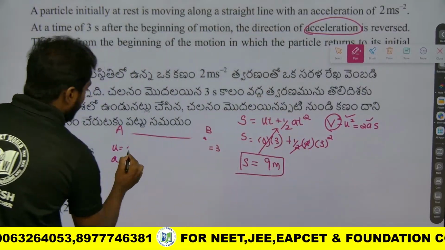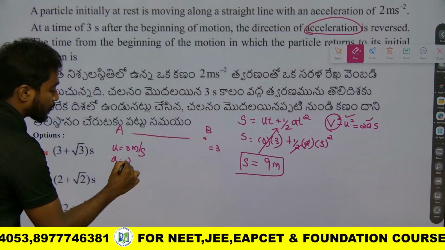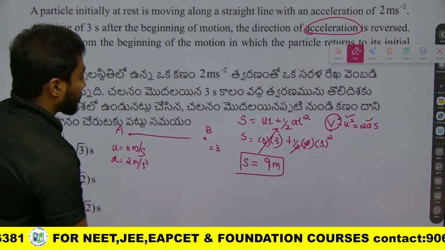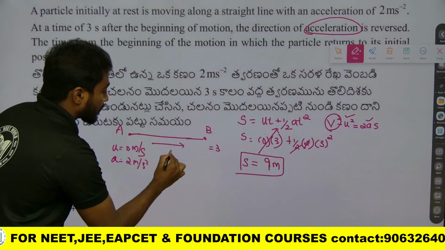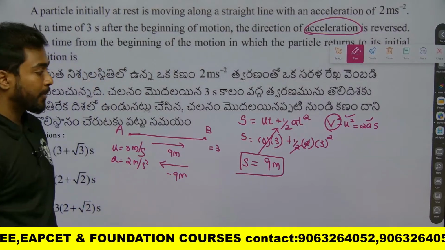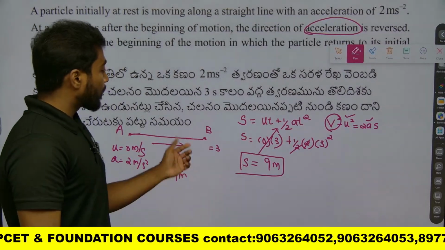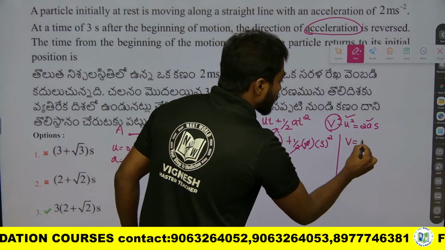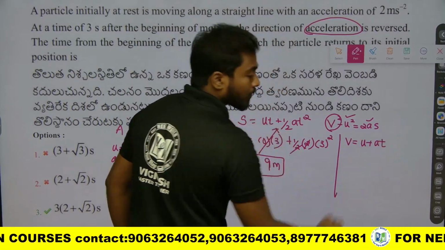So this is 0 meter per second and this is 2 meter per second square. For this case it is 9 meter and in this case minus 9 meter. This is about displacement. Now I need to find the velocity. I can find it by using this equation, V is equal to U plus AT.